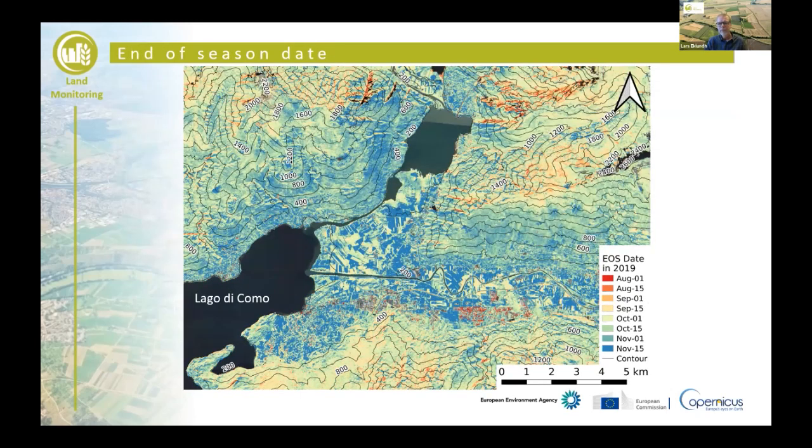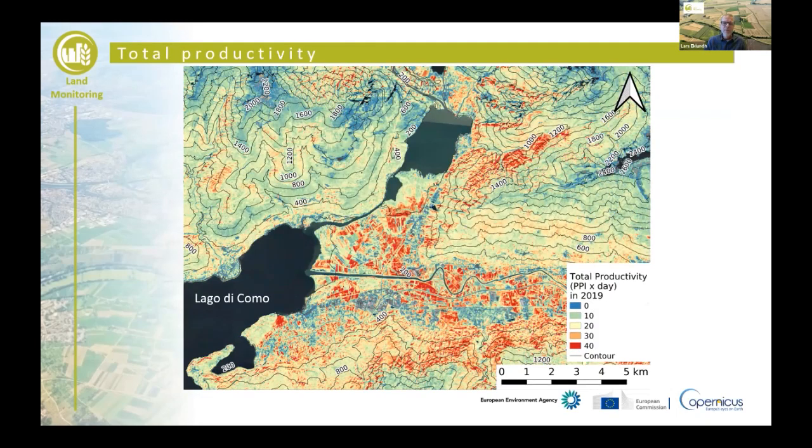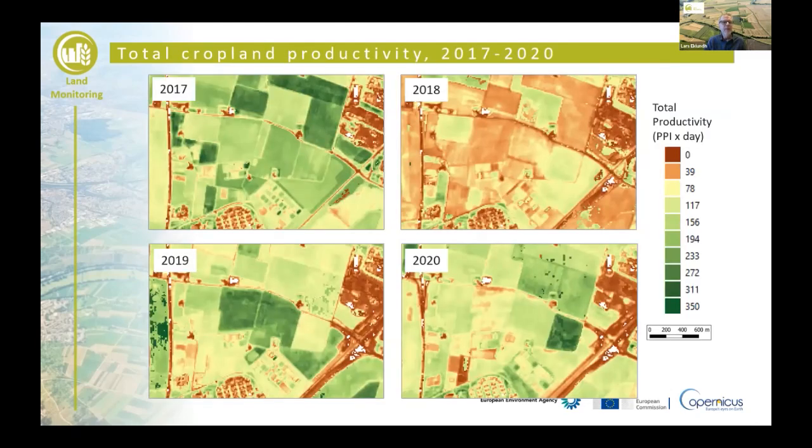Here is the end of the growing season. Here is the total productivity, dependent quite strongly on the vegetation type or the crop type in this area. And here is the total cropland productivity.